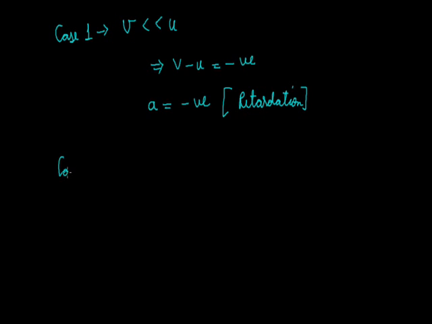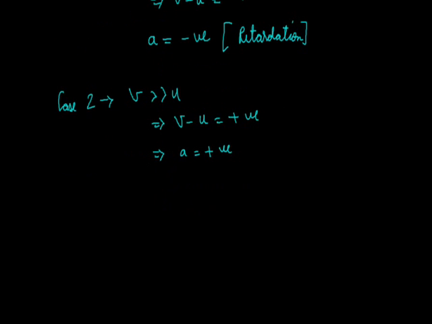While case 2, when v is greater than u, it implies that v minus u will be a positive quantity. At that time, the acceleration which we will be getting is positive. So, at this time, the acceleration is termed as an acceleration. And in this, we can take the example of any body which is falling freely. So, these are the two cases which can be taken in the case of acceleration.